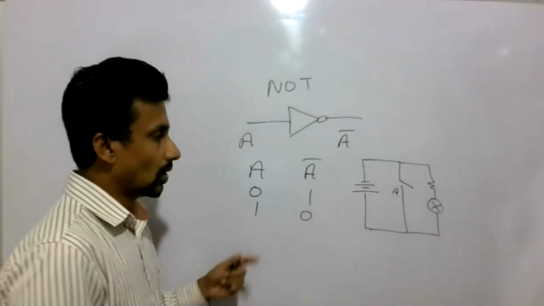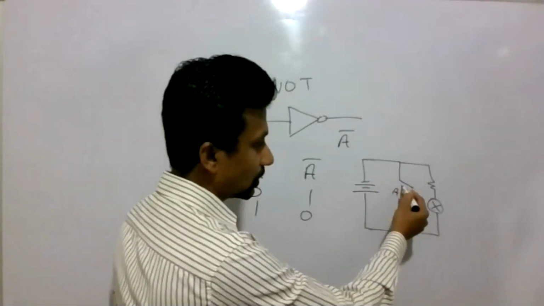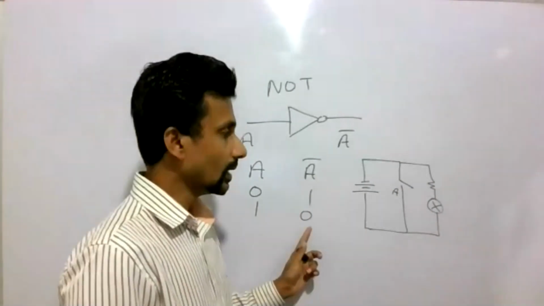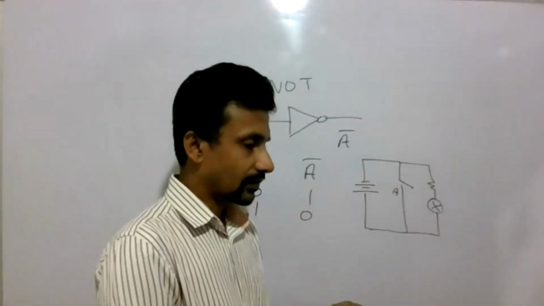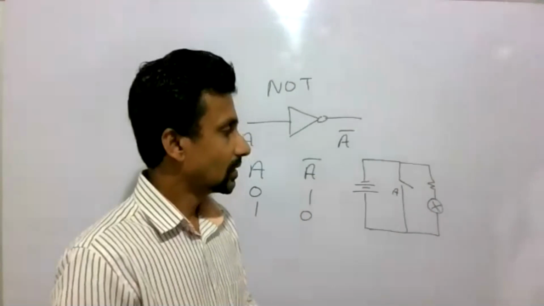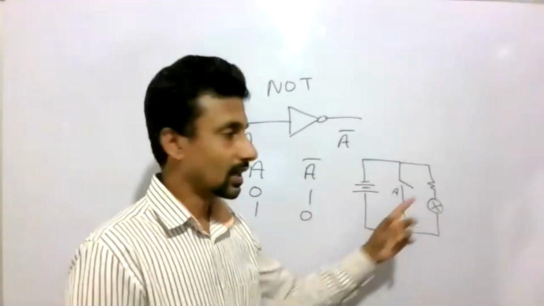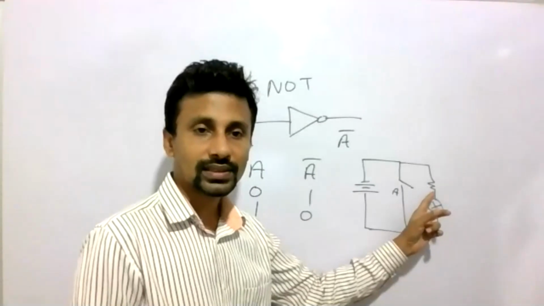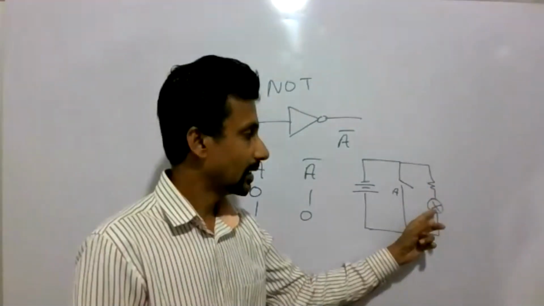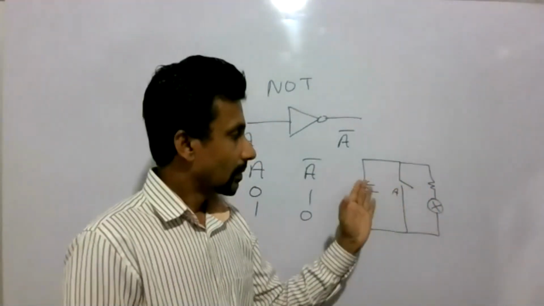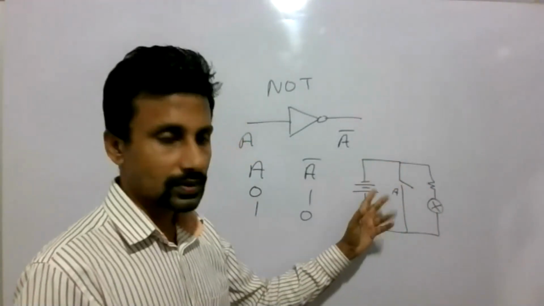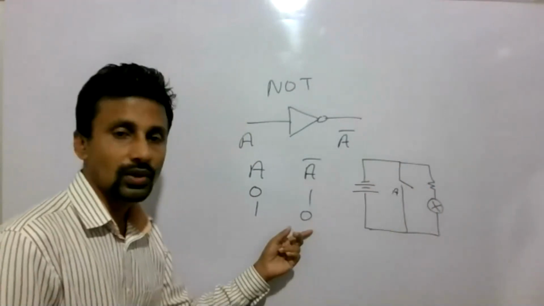If the switch is on, this switch is on, the bulb is not working, because current flows through the path where you get the less obstacle. That's why I told you here you have a resistance. Because of the resistance, you don't get the bulb light. So current is flowing through the path where you get the less obstacle. So the bulb is not working.